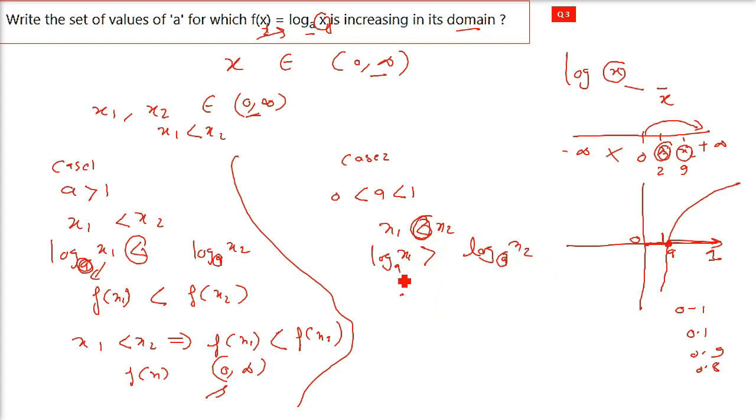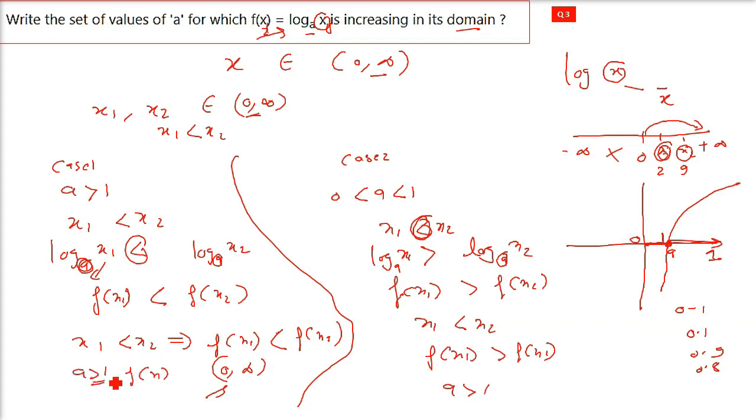So here it changed. So what did we get? x1 is less than x2, but f(x1) became greater than f(x2). That is, x1 is less than x2 and we got f(x1) which is actually greater than f(x2). For A greater than 1, we already found out. But in this, on the right case, it is not greater than 1, but between 0 and 1, then only it is defined. So here it is decreasing.